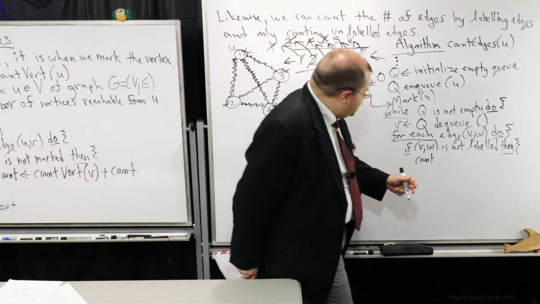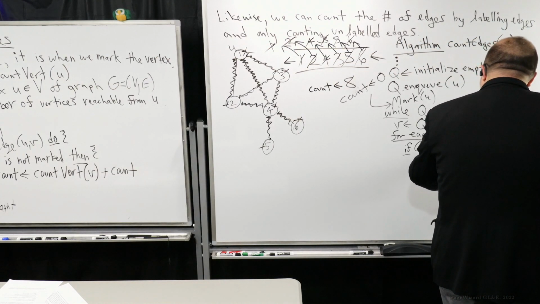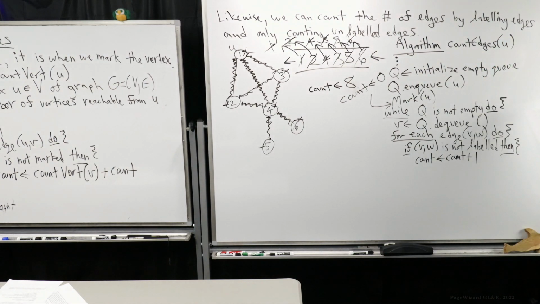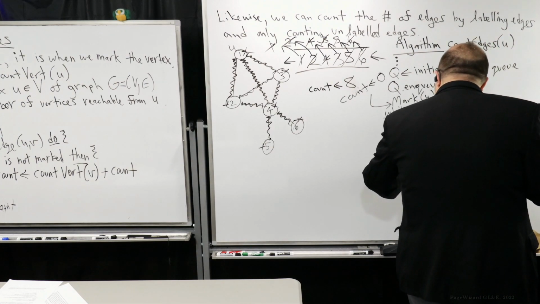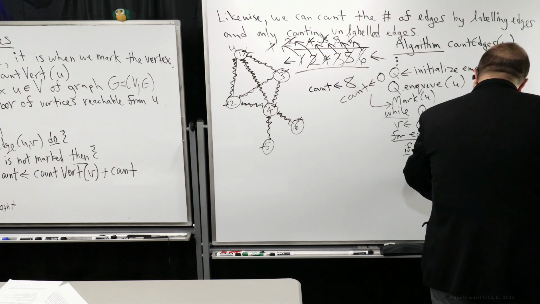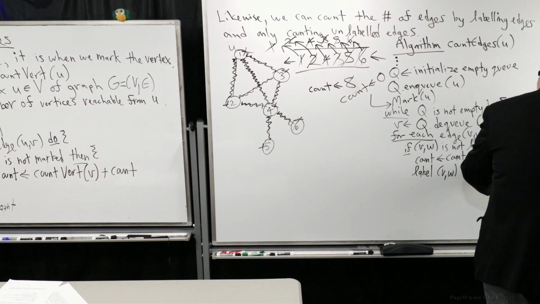So let's see. We got a count. We're going to increment our count, right? Because we have a new unlabeled edge to consider. So we're going to increment that by 1. Then we're going to label it as counted.